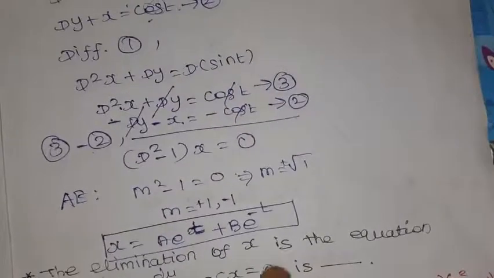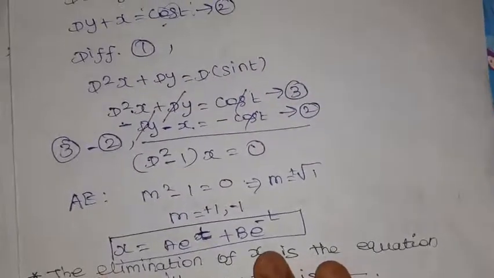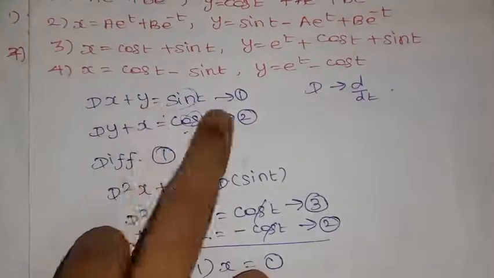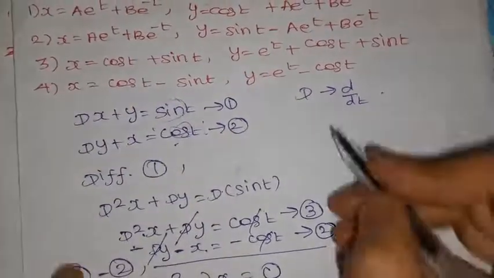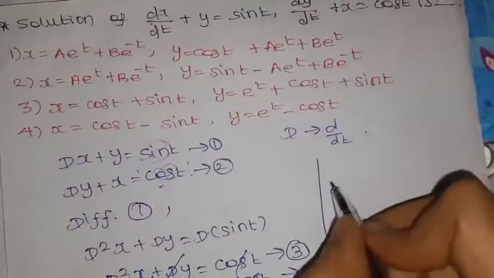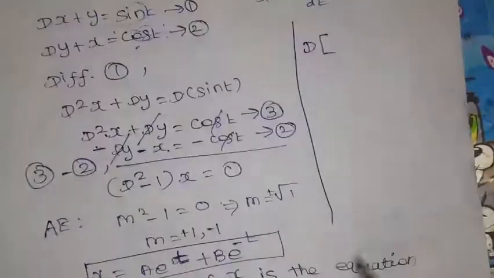Now we need to find out the y value. So how can we find the y value? Just substitute in the equation Dx plus y equal to sin t. So Dx is nothing but the differentiation of x. What is x?